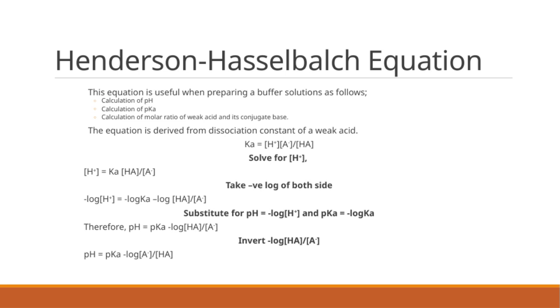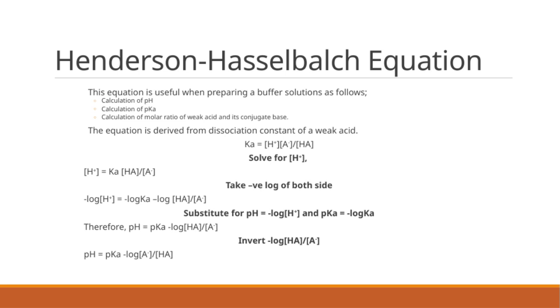Taking the negative logarithm of both sides allows us to express pH directly, because pH is just the negative log of H+. When we do that, we get this expression. Negative log of H+ equals negative log of Ka minus the log of HA over A-.